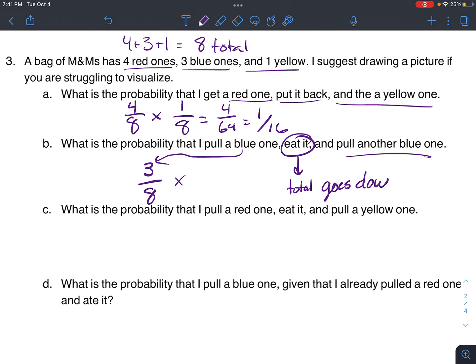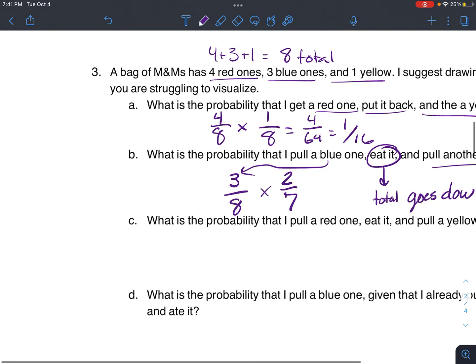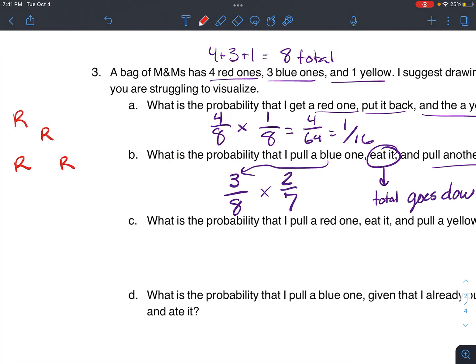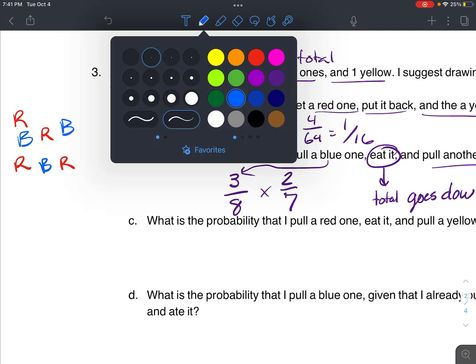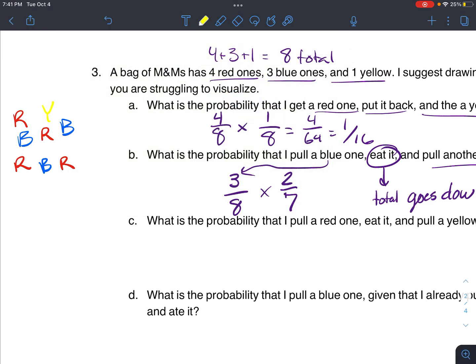Now I took a blue one out of the bag and I ate it. So how many blue ones are left? There's only going to be 2. So I'm going to have 2 blues, and that's out of 7. Let's actually just draw a picture real quick. Let's go red, red, red, red. We got a blue, blue, blue, and we got our yellow.